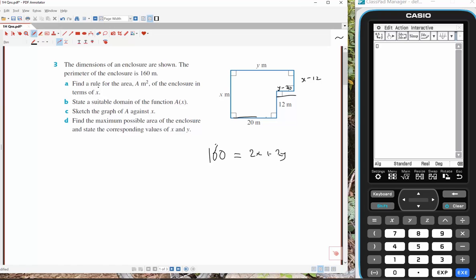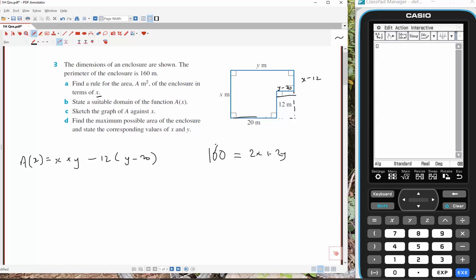Now, we need to write a rule for area. So A of x, the area, is equal to x by y. Remove this little bit here. So that's going to be x times y, remove 12 by y take 20.